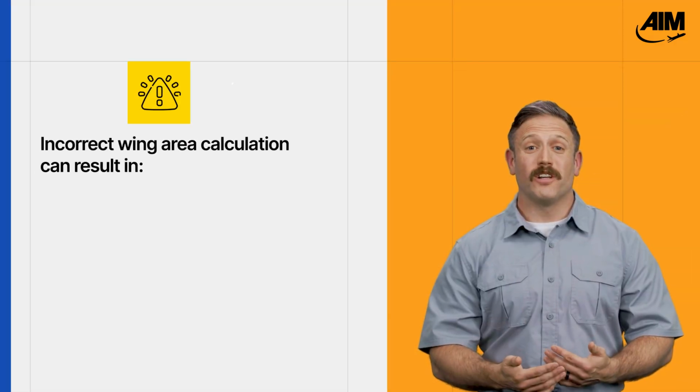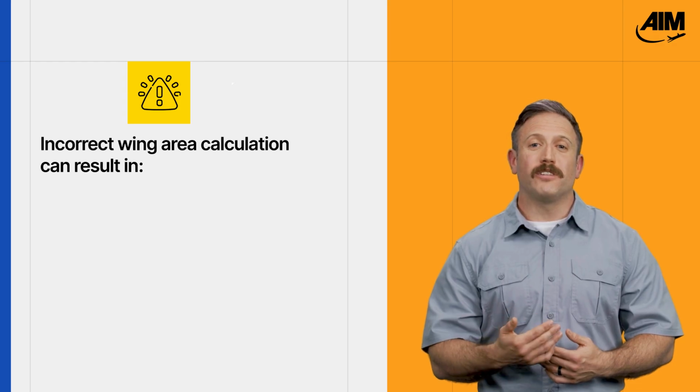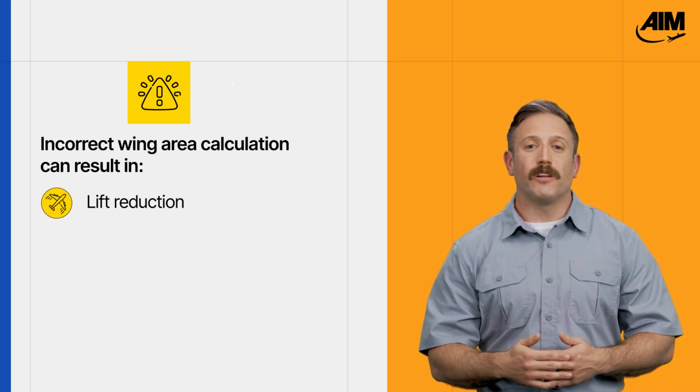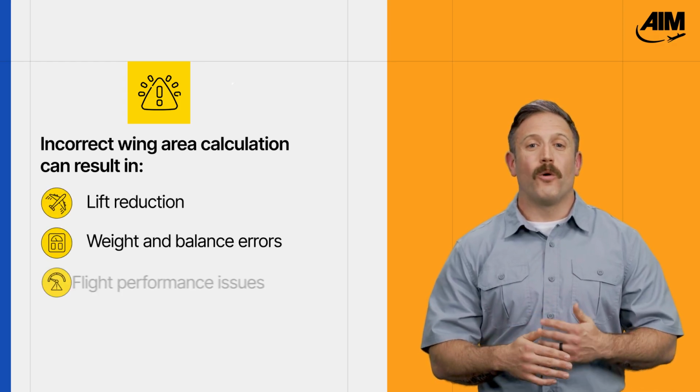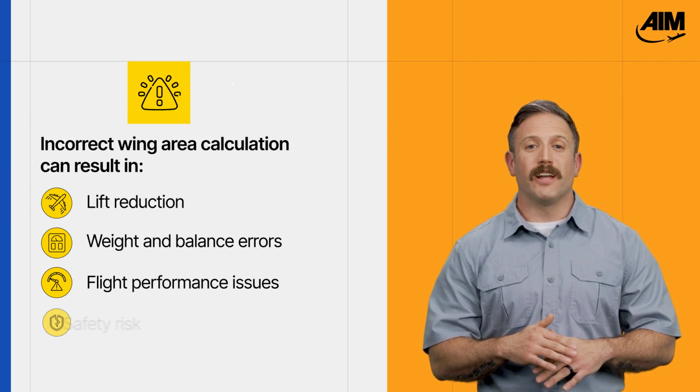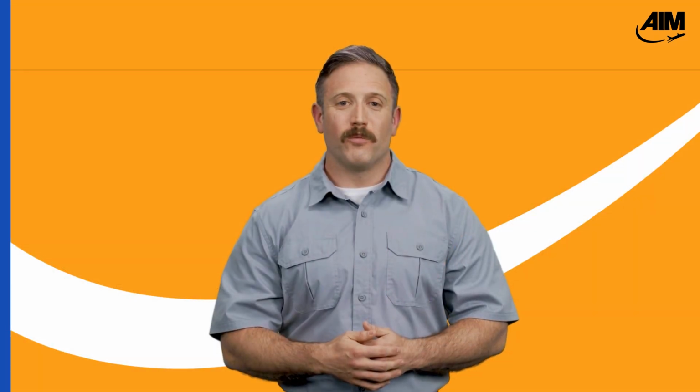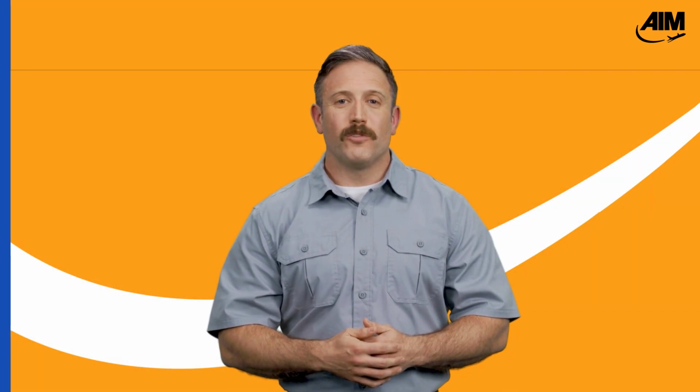But if that calculation is off, the results can be serious. You could misjudge lift, mismanage balance, or compromise flight performance and safety. So how do you get it right? It starts with the shape of the wing.